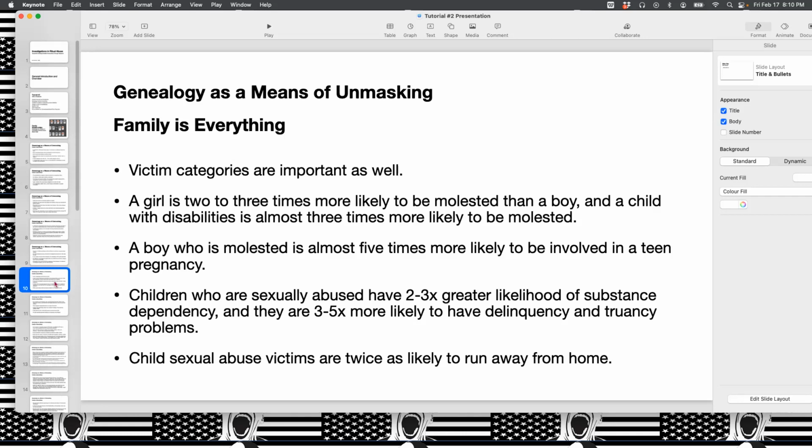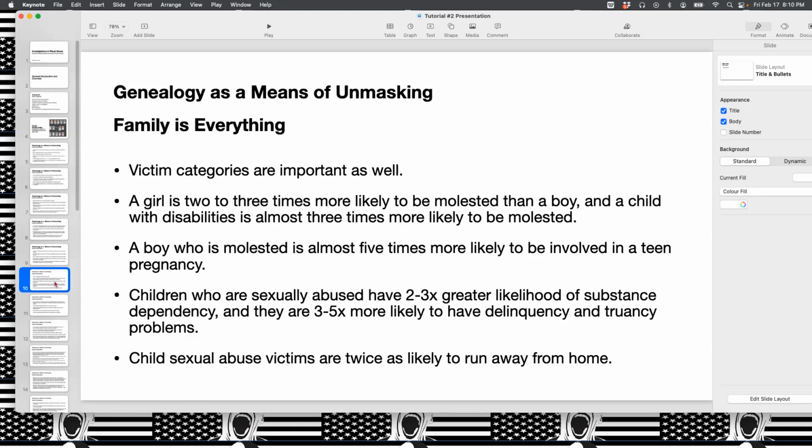Children who are sexually abused have a 2 to 3 times greater likelihood of substance dependency, that is alcohol and drugs, and they're 3 to 5 times more likely to have delinquency and truancy problems. So in the Hamlin case, in the victim statements, in the police reports, and in the findings of fact from his custody hearing, the court explicitly excoriated him for not getting his children to school on a regular basis. The victim statements reflected that they were routinely late to school because they were being molested in the morning by their mother and by David Lee Hamlin at times.